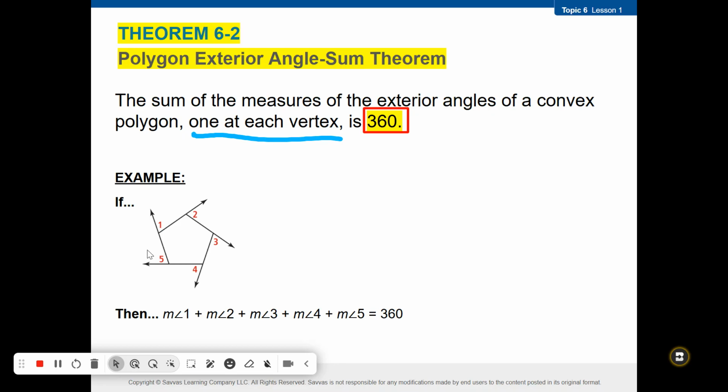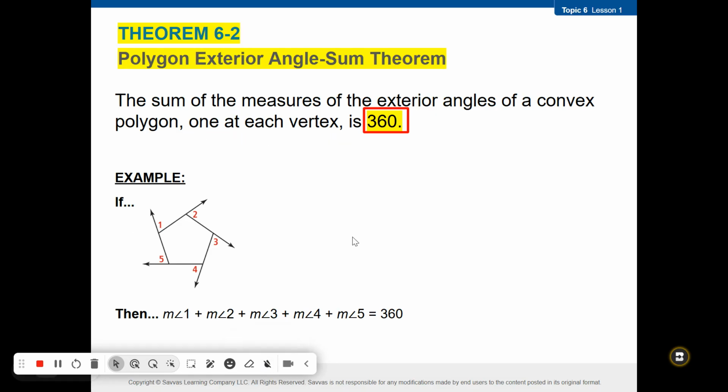Okay, so it was 360 divided by what for rotational symmetry? Yeah, the n, right? The number of vertices, the number of sides. You're going to see that again here. It's just in a different context, okay?